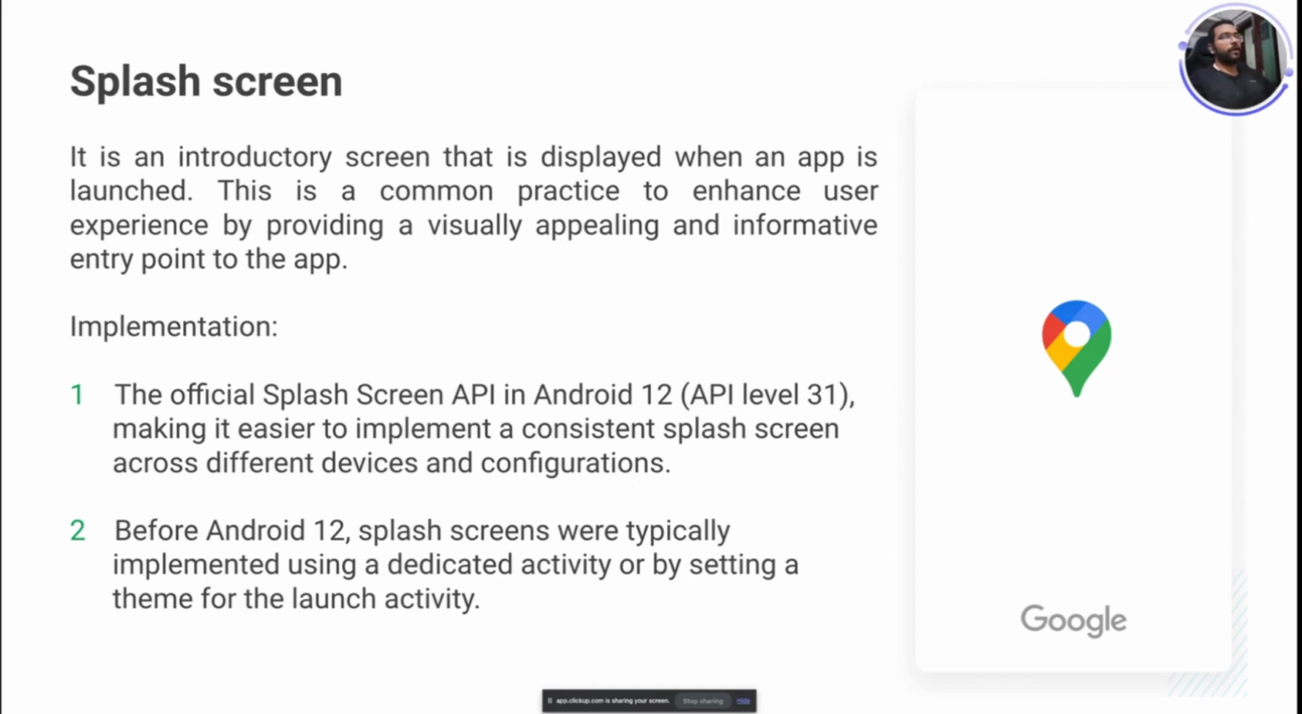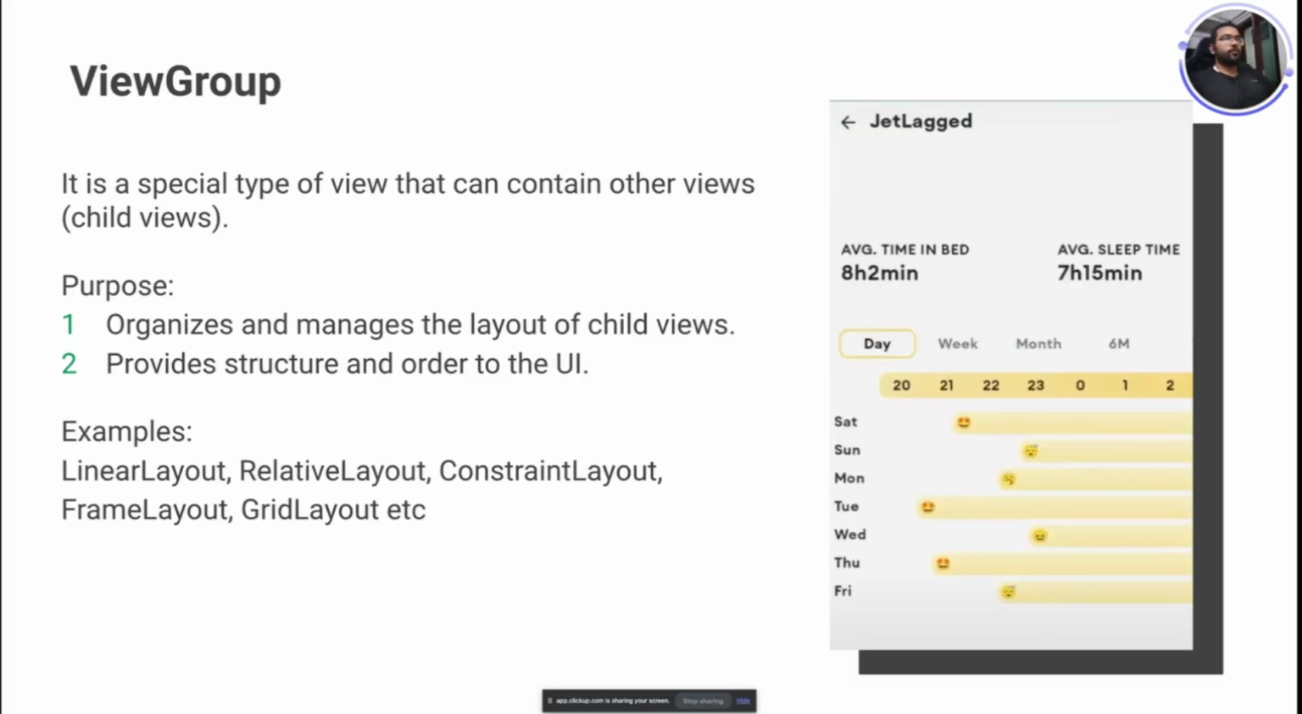So Android released a splash screen API that we can use. So we just have to provide the implementation. How? We just give the logo, the brand name, and all that. That's it. It's done. So yeah, that's done. Next question is, what is view group?